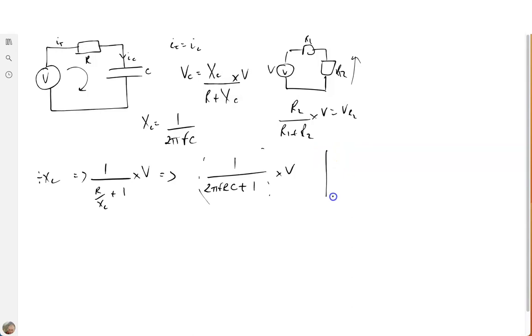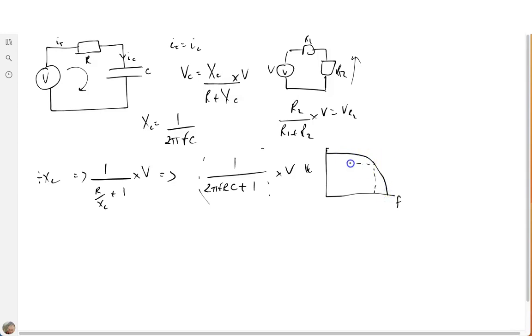And in this case, if we were to plot F and VC, so this is the voltage across the capacitor, we will see that we'll get this response. This is known as the bandwidth of the filter, and we also have this 3 dB point. This is called minus 3 dB, so this is when it's 3 dB down from this max value.